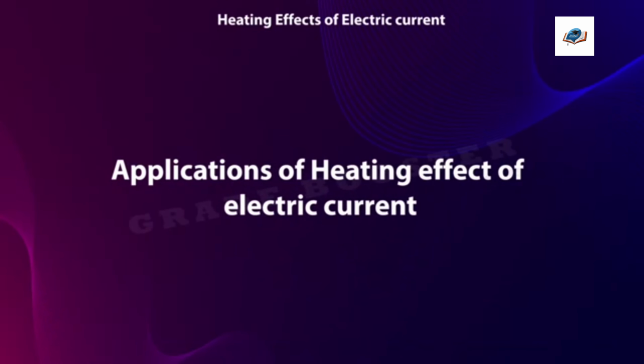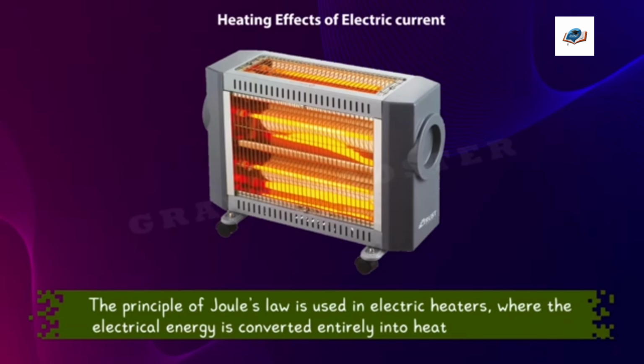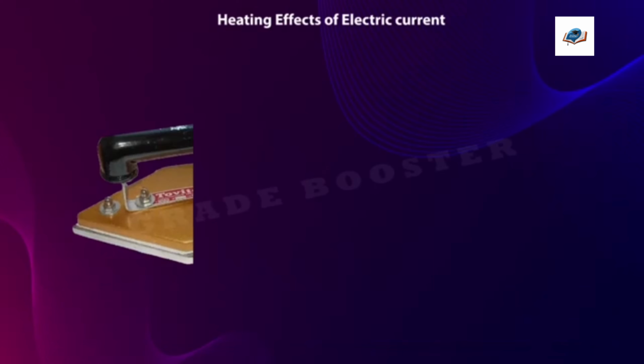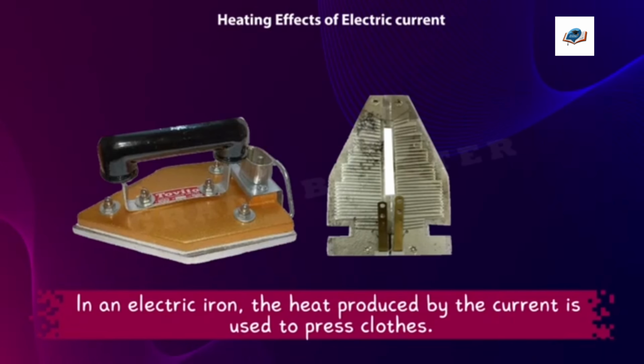Applications: electric heaters. The principle of Joule's law is used in electric heaters where the electrical energy is converted entirely into heat to warm a room. Electric iron. In an electric iron, the heat produced by the current is used to press clothes.